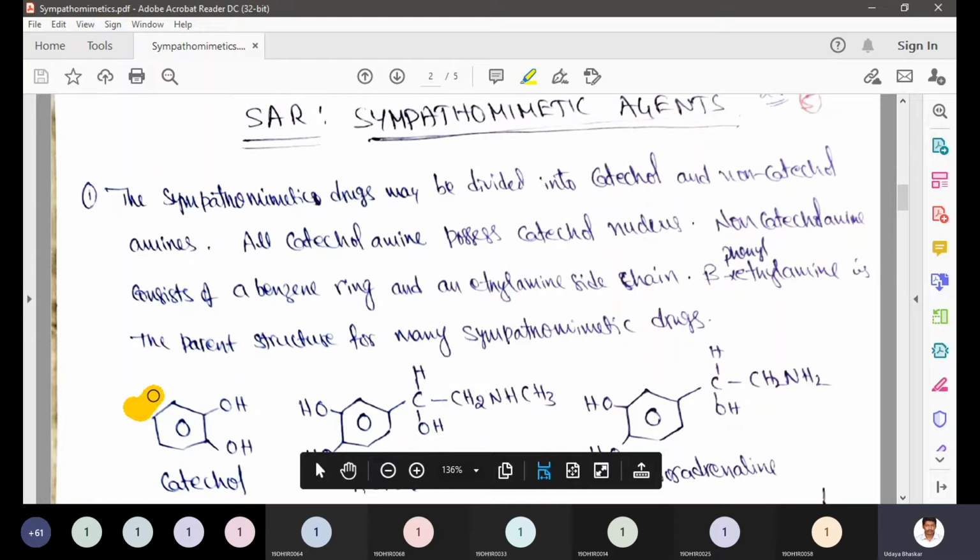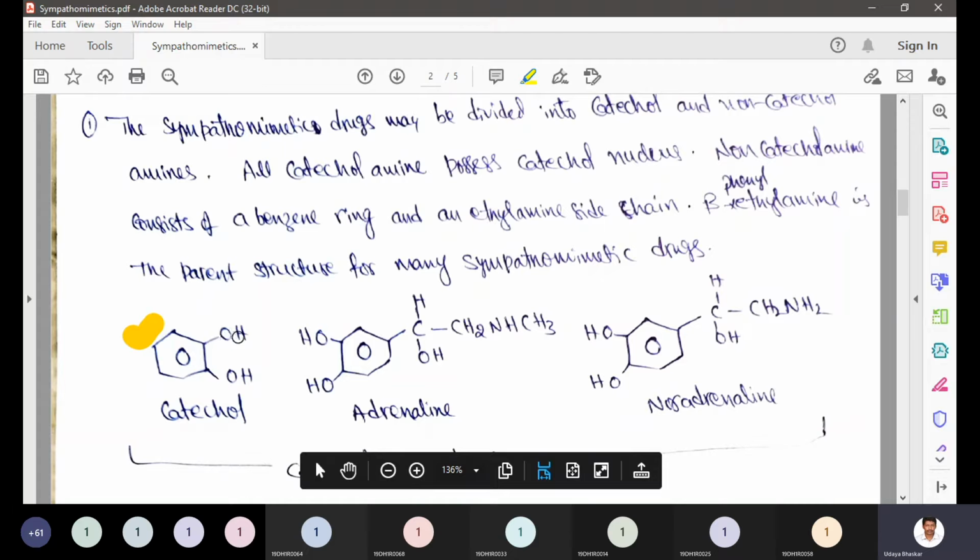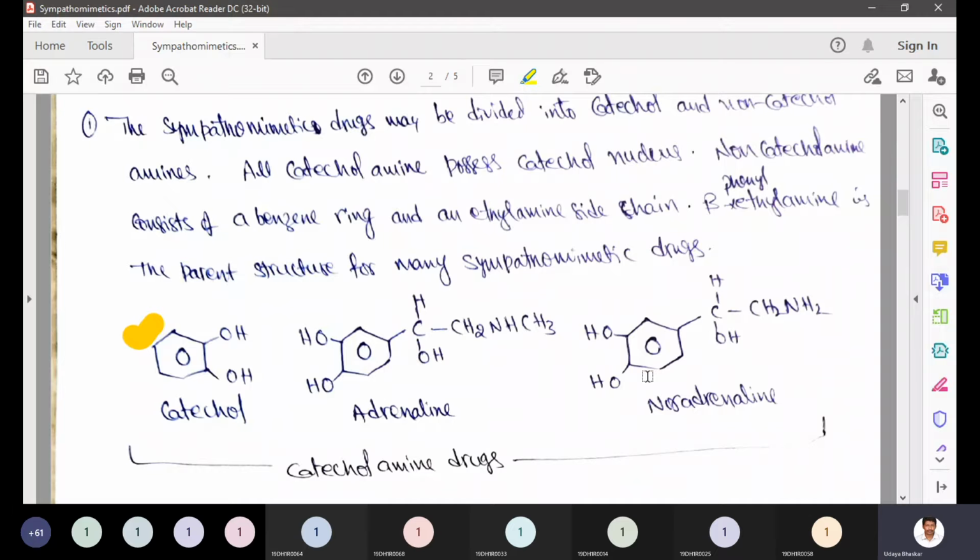So catechol, a phenyl ring having two hydroxyl groups attached side by side is catechol. Okay, so adrenaline, or adrenaline and dopamine or dopa, all are catecholamines. These are one category of drugs, sympathomimetics. Okay, and non-catechols. Let's see what they are.